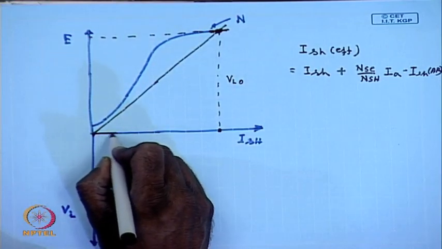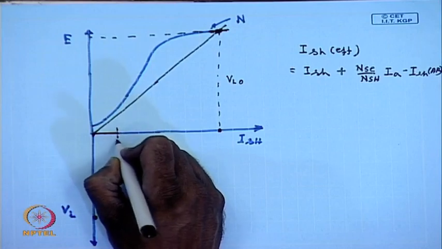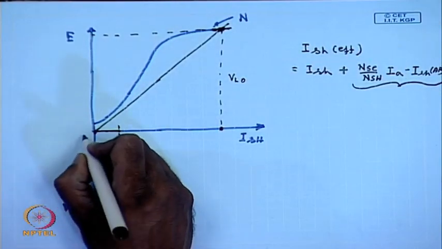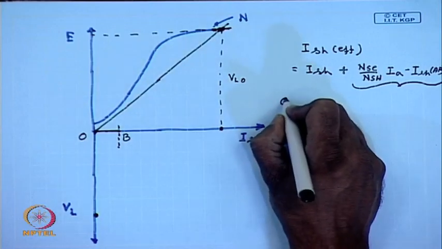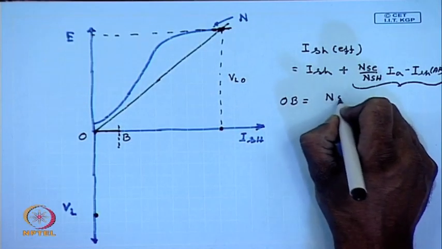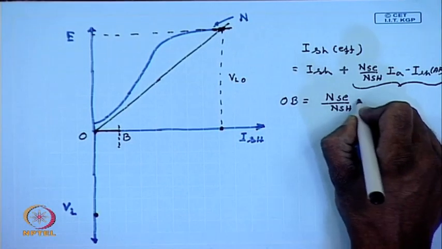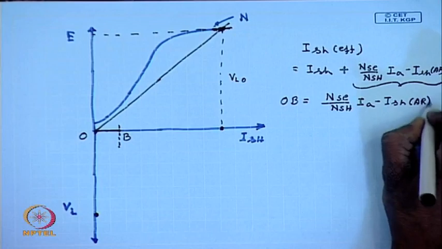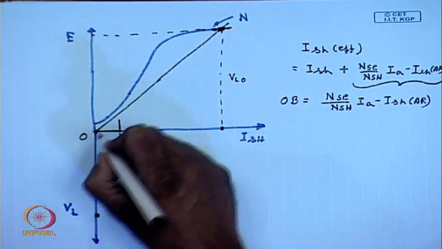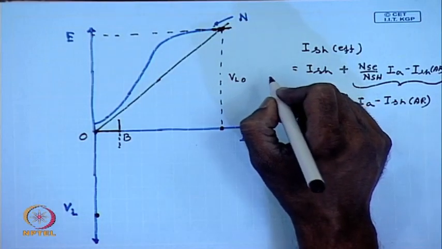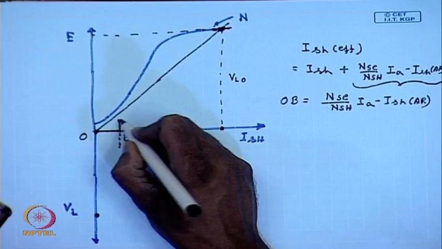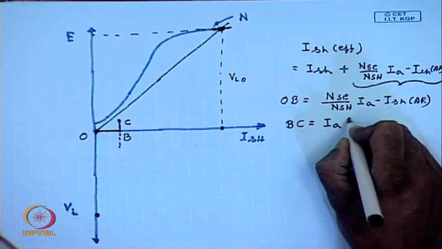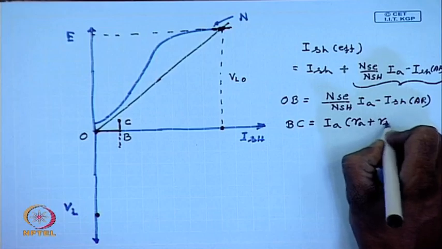So, let this be the term due to, let OB equal to NAC by NSH IA, for a given IA, minus ISH AR, and BC equal to IA into RA plus RAC.